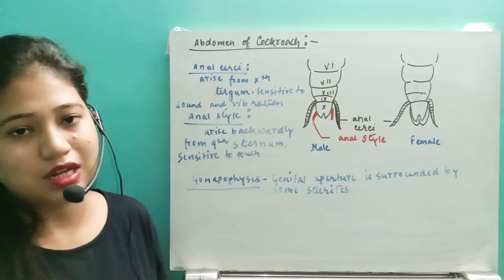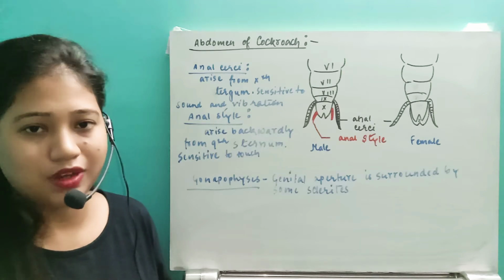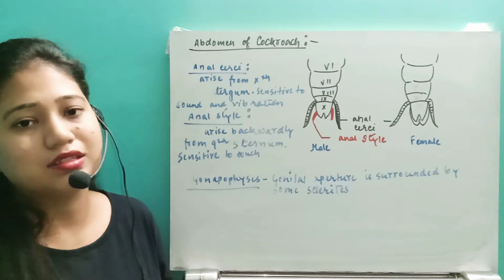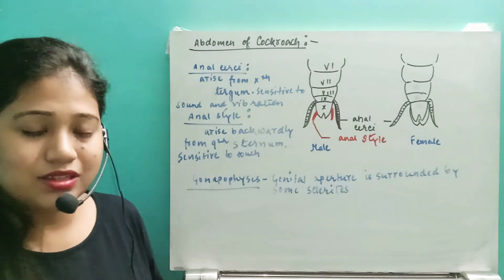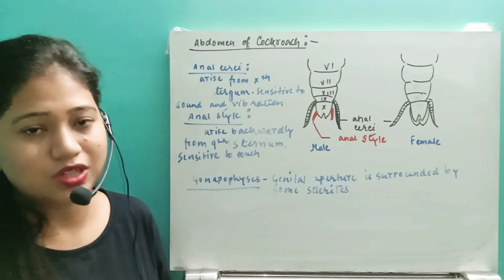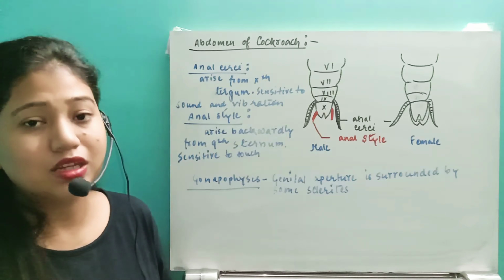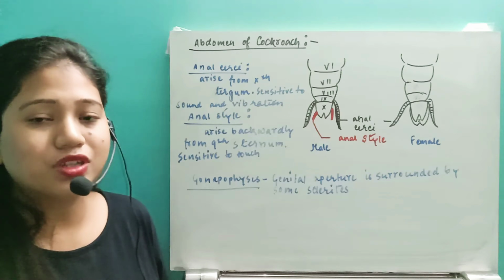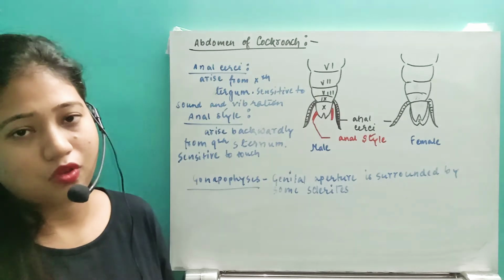Each of the segments is covered by a protective layer known as the exoskeleton, and sclerites are present. Each and every segment is going to have 4 sclerites. So in the abdominal segments, the exoskeleton, in terms of sclerites, has 4 sclerites, right? So let us see this abdomen of the cockroach.